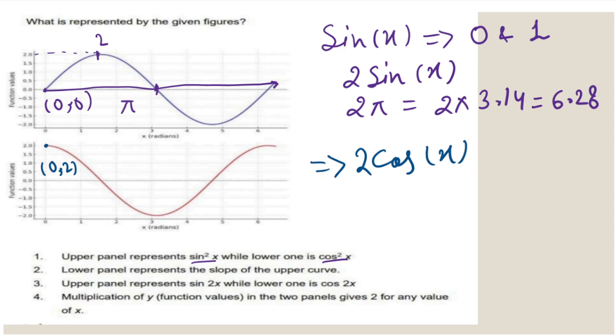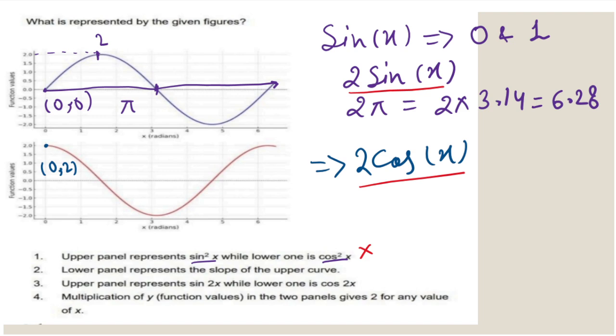First one is: the upper panel represents sin square x, while the lower one is cos square x. We already saw it is not sin square x or cos square x, it is 2 sin x and 2 cos x. So the first one is incorrect. Let's see the second option.